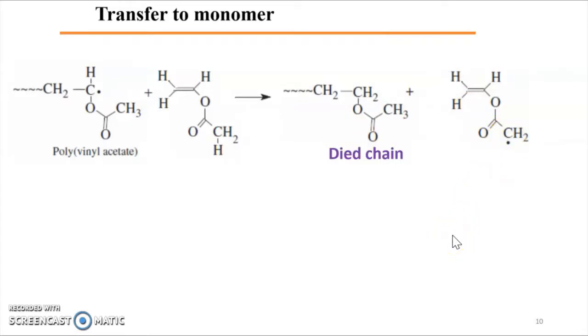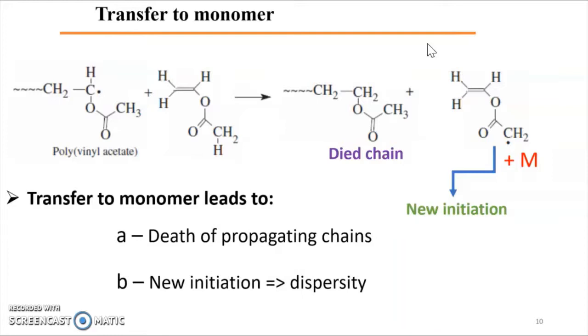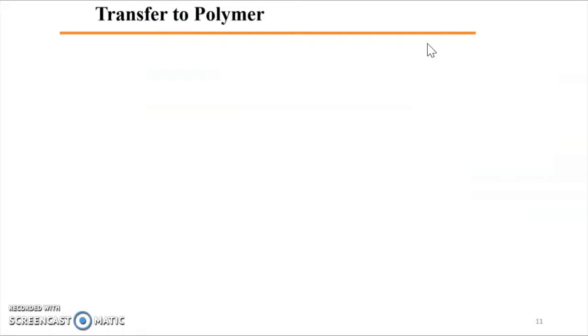And this radical has the ability to react with the monomer, and I have new initiation. I should pay attention here: I have a radical, so the polymerization can be initiated from the side. Here I still have the double bond of the monomer, so the polymerization also can continue from this side. So the transfer to monomer leads to formation of a dead chain, so to the death of propagating chains, and I have new initiation, and as I have new initiation, I have variation of the dispersity.